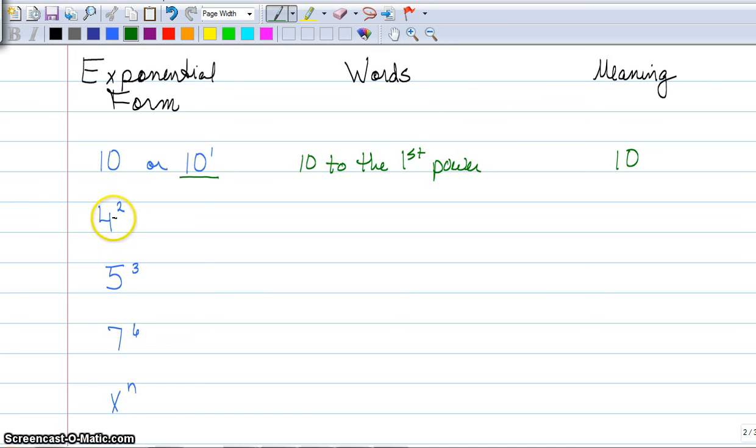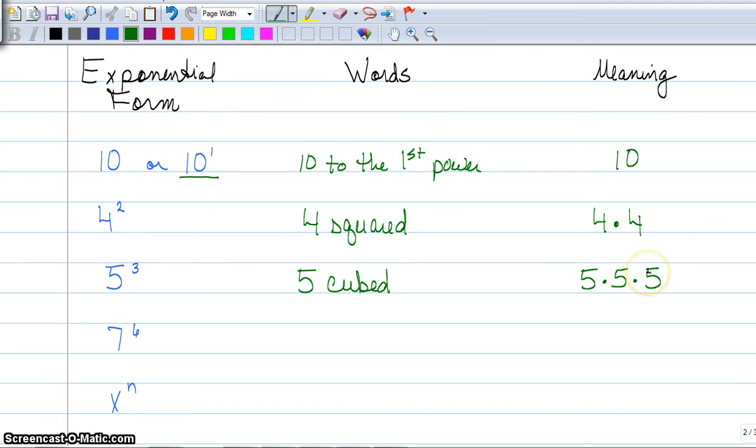Now I have 4 to the 2nd power, or 4 squared. When your exponent is 2, it has a special name. We just call it squared. So this would be called 4 squared. And that just means that I have 4 times 4. Next, I have 5 to the 3rd power. 3 also has a special name. So we would call this one 5 cubed, which just means I have 5 times 5 times 5.